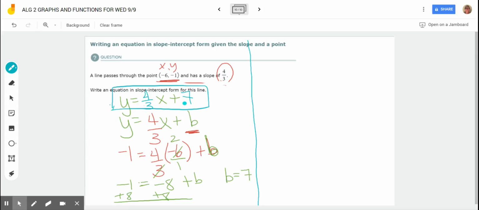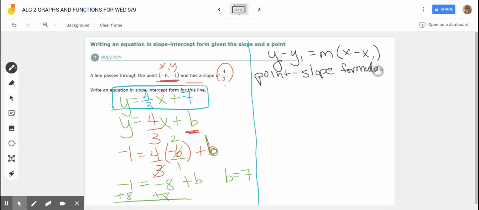I could never do this. I honestly never learned how to do that as a kid. I don't know why, I just never did. I always used this formula. You have to memorize it, but I always liked this formula. y minus y1 equals m times x minus x1. It's a formula. I liked formulas. This is the point slope formula. Whenever they give you a point and a slope, you can use it.